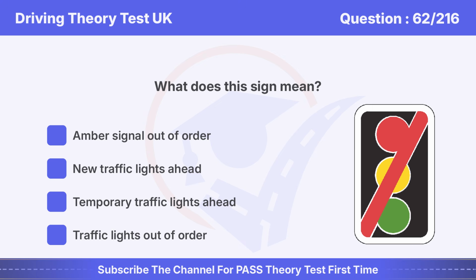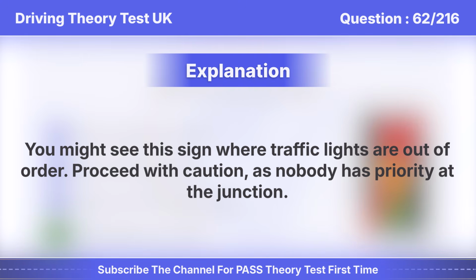Question 62. What does this sign mean? Answer is D. Traffic lights out of order. You might see this sign where traffic lights are out of order. Proceed with caution, as nobody has priority at the junction.